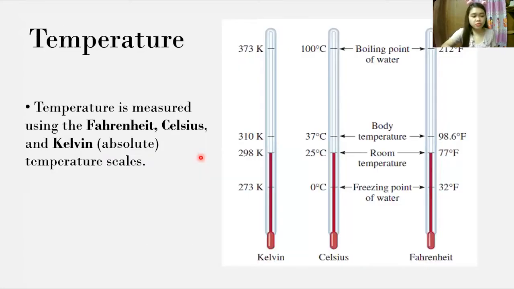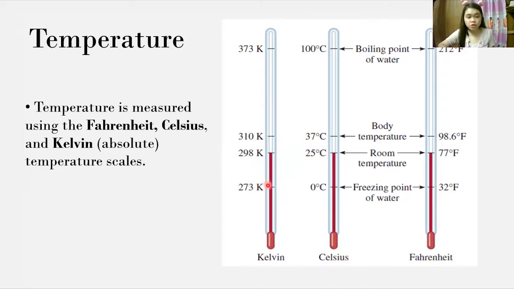Now we go to temperature. Temperature is measured using Fahrenheit, Celsius, and Kelvin, or the absolute temperature scale. What you can see here in the picture is three different thermometers in three different measurements. So we have Kelvin, Celsius, and Fahrenheit. Celsius is currently a derived unit for temperature in the SI system. Kelvin, as we know, is the base unit.